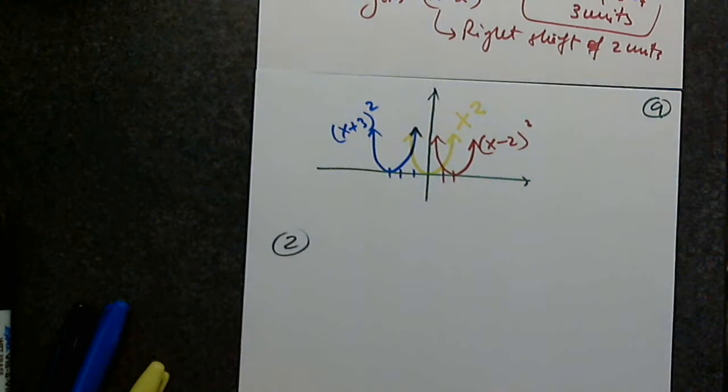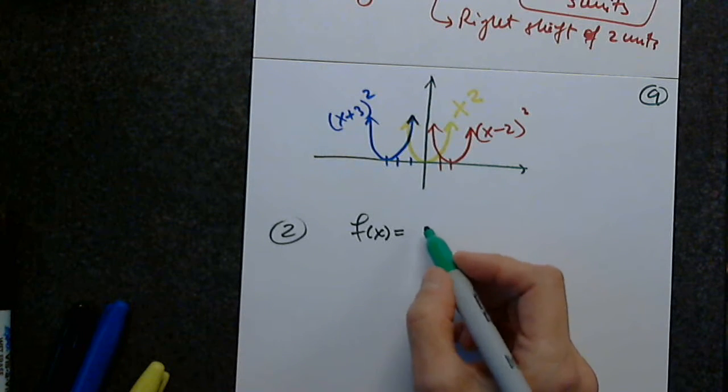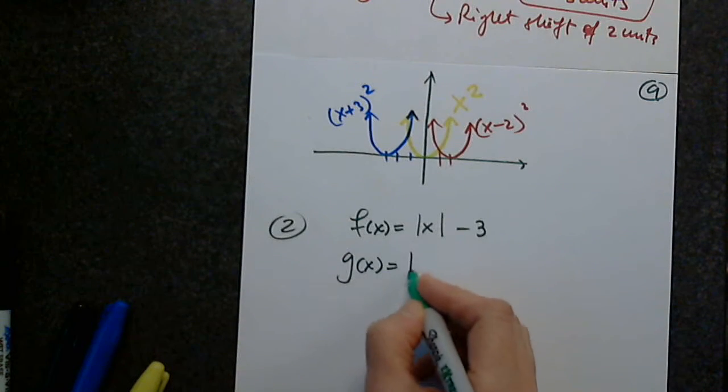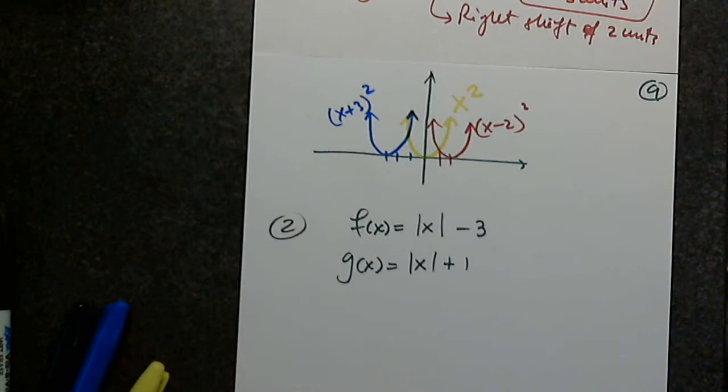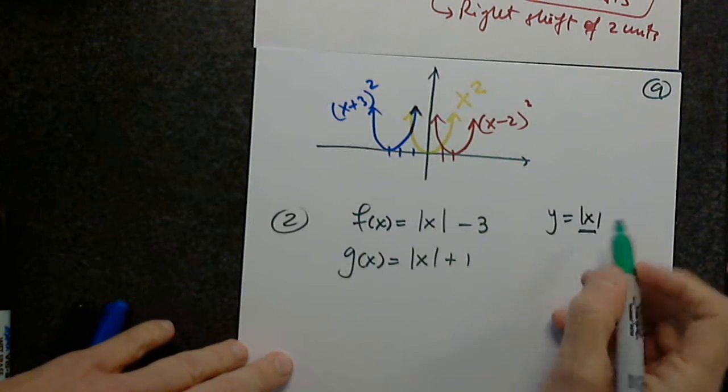So for number 2, I'm going to pick other functions. I'm going to pick f of x equals the absolute value of x minus 3. I'm going to pick g of x, the absolute value of x plus 1. And again, like before, I'm going to ask you, what base function did I use to create these 2 new functions? I used the absolute value. Perfect. Now, my next question is crucial. Have I changed x or y? So the base function, y equals the absolute value of x. So did I change x?